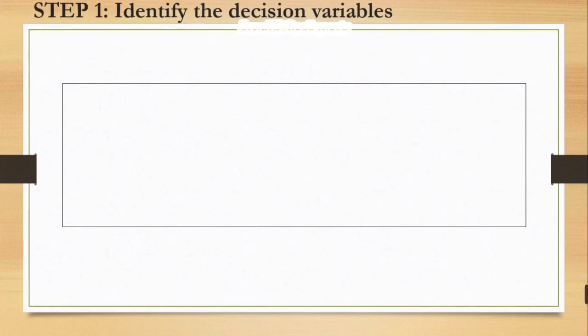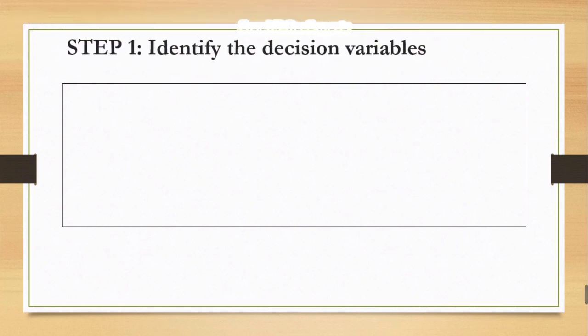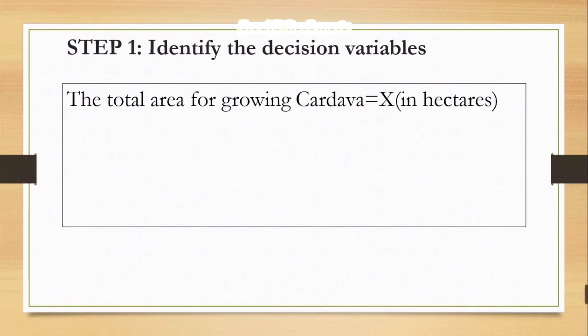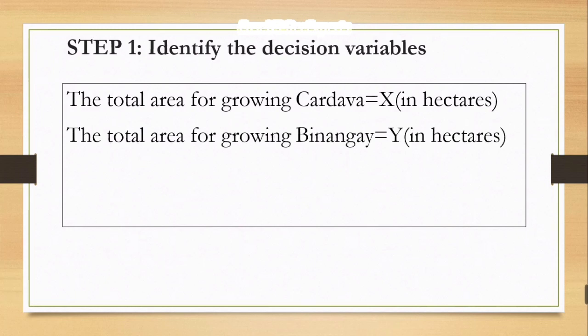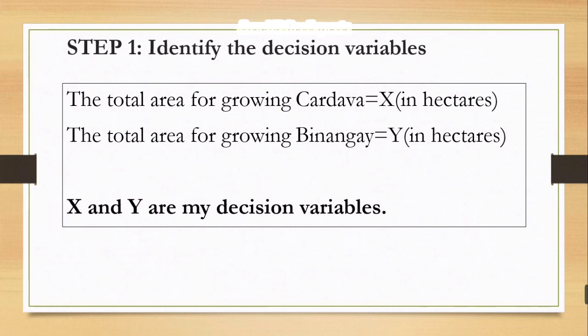Now, we are going to solve this by identifying the decision variables. Let the total area for growing cardava be equal to X, in hectares, and the total area for growing binangay be equal to Y, also in hectares. So obviously, X and Y are her decision variables.